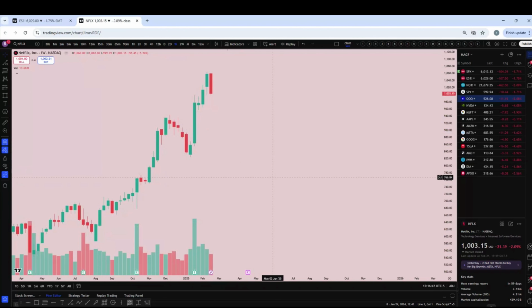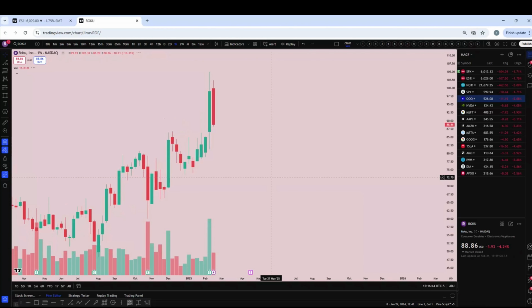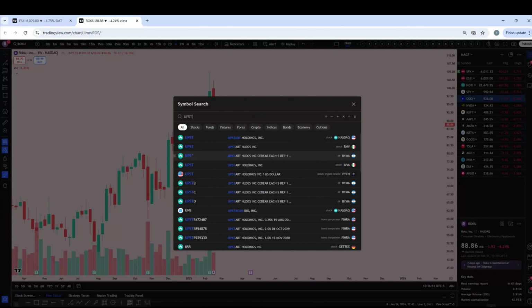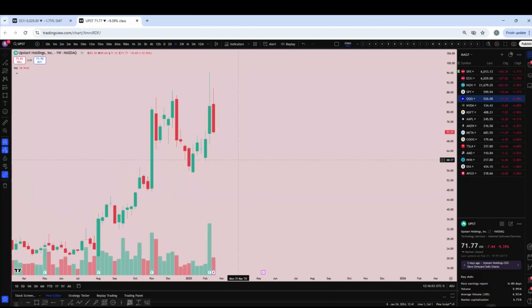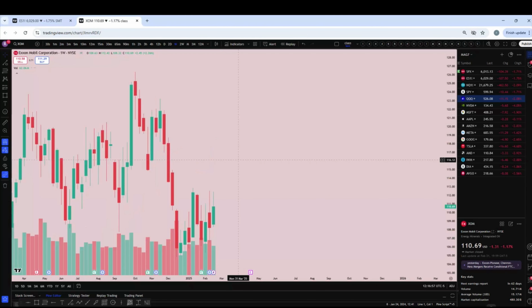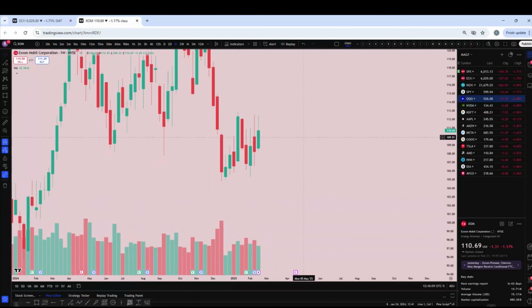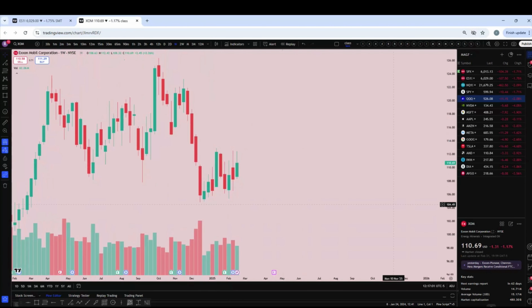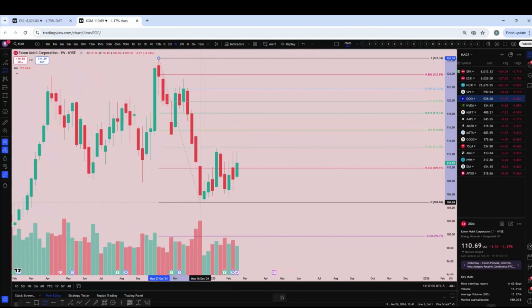Let's go Roku. Nope, still didn't. Upstart. Nope, that's not what. XOM. Nope. Oh yeah, XOM will work. So, all right. It's because we open inside of this candle, and even though we close above here, that's still fine.